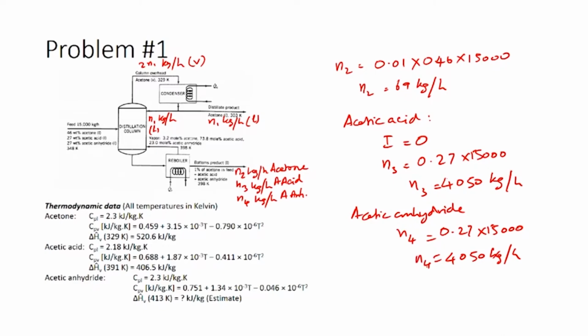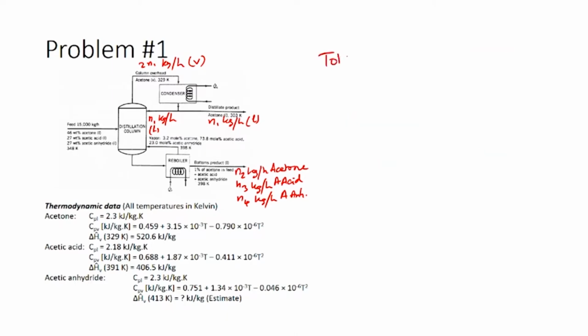So, from this we can calculate what the bottoms product is. The bottoms product is basically the summation of these masses, which is 4050 plus 4050 plus 69, giving a total mass of 8169 kilograms per hour.